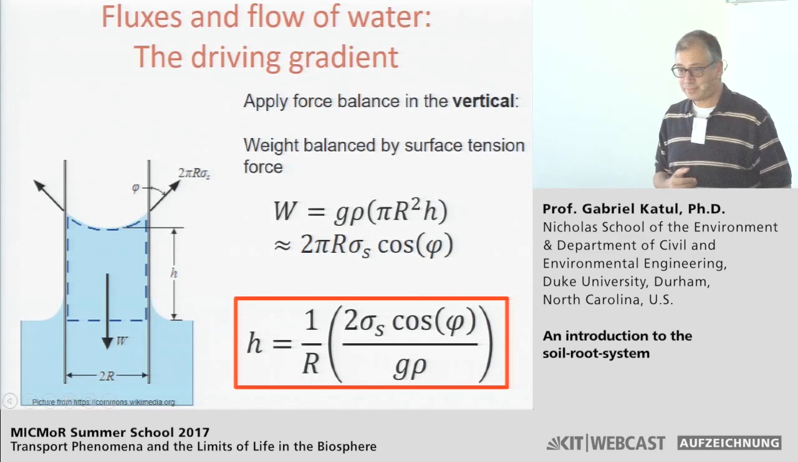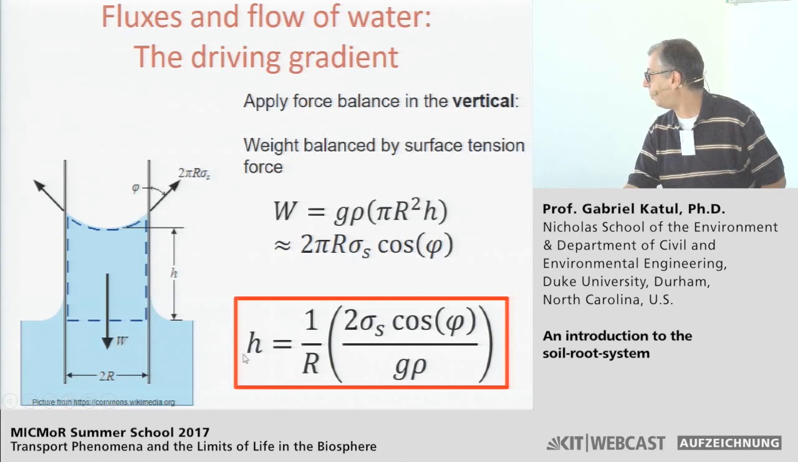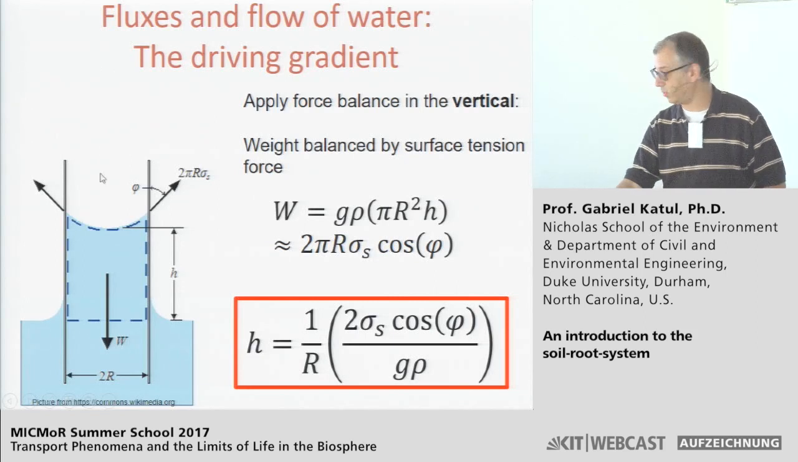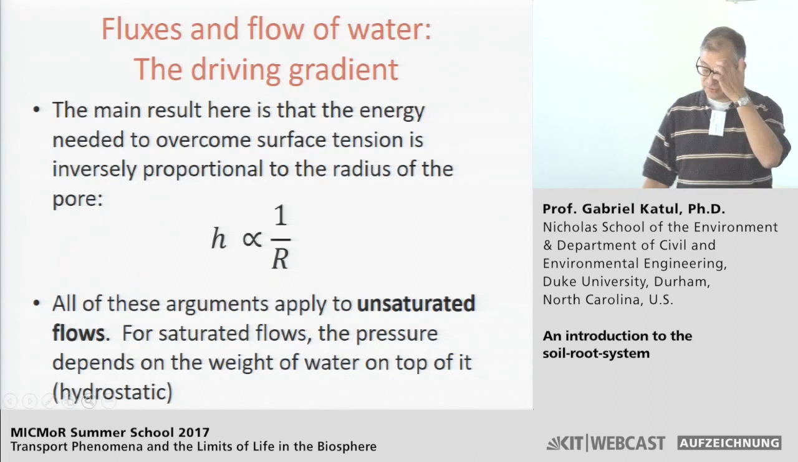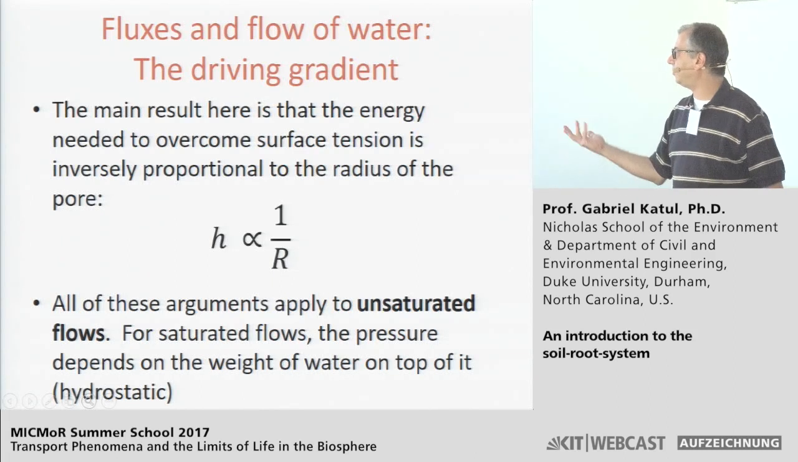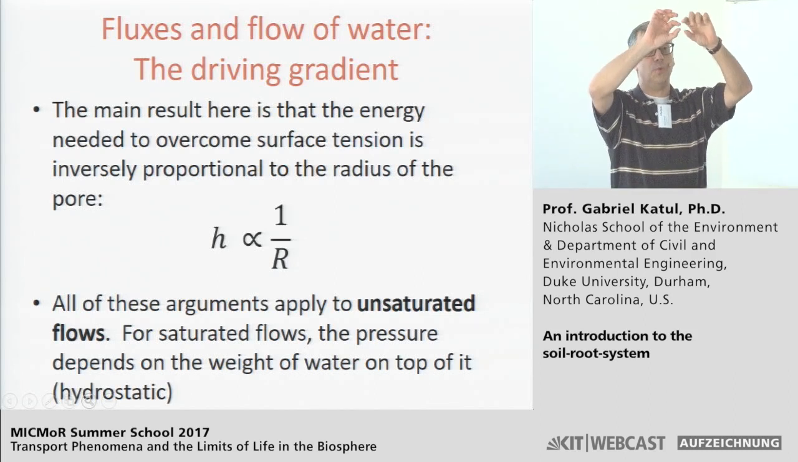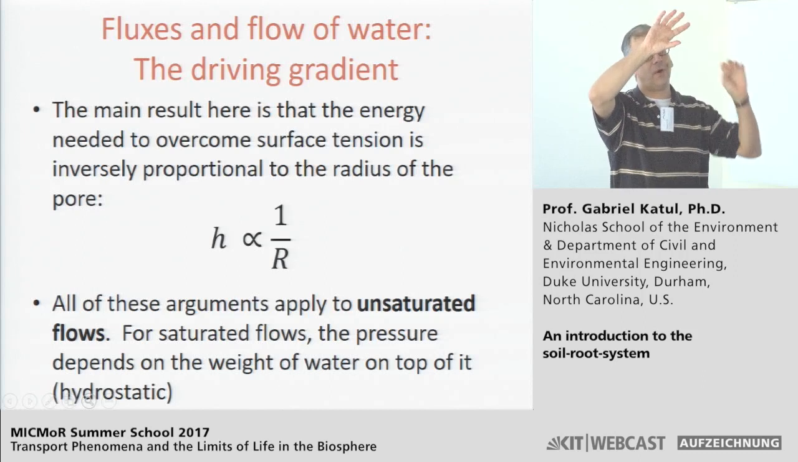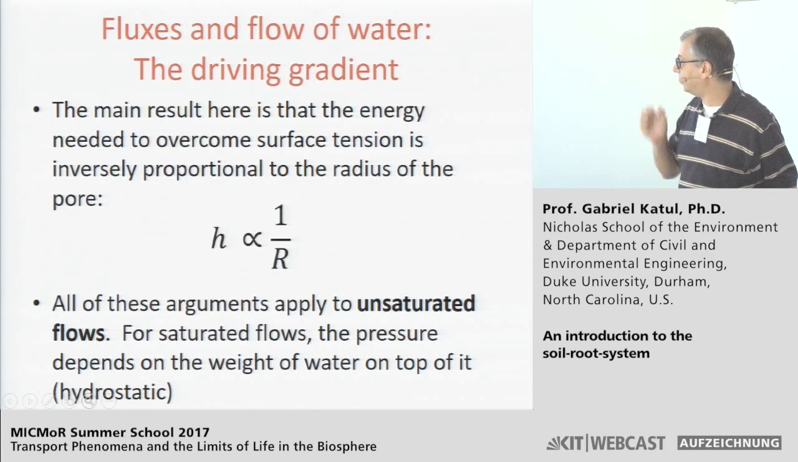So the important point here is that the amount of energy you need to apply to overcome surface tension is going to be inversely proportional to the radius of the tube. Okay, so this is an important argument because this primarily applies for unsaturated soils. So in other words, you want the water molecules to be bound on the soil particles, and basically this is the amount of energy you will have to apply to get them out.